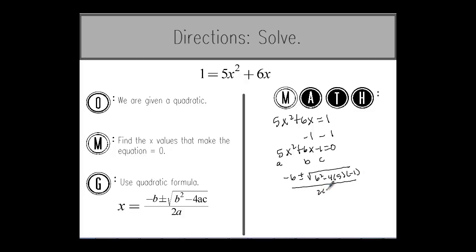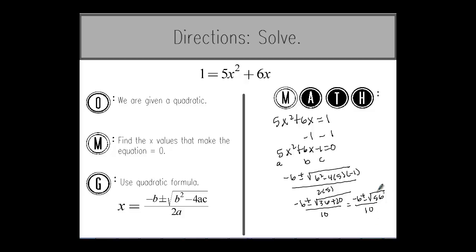all over 2A. It's going to simplify to be negative 6 plus or minus, 6 squared is 36. I'm going to treat this 4 as if it was negative, so negative 4 times 5 times negative 1 is a positive 20, all over 10. That gives us negative 6 plus or minus the square root of 56 all over 10.